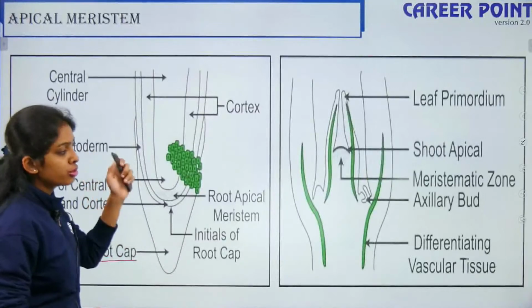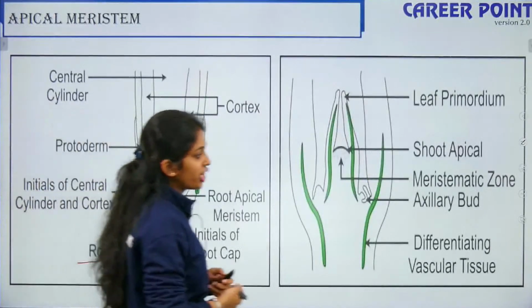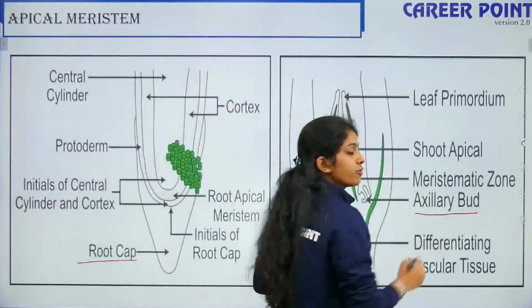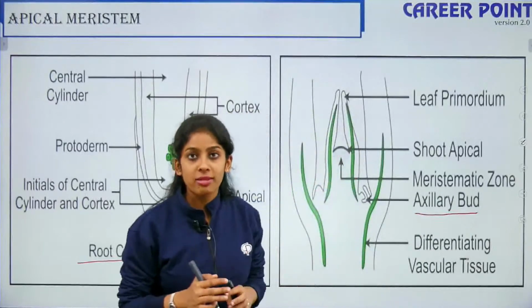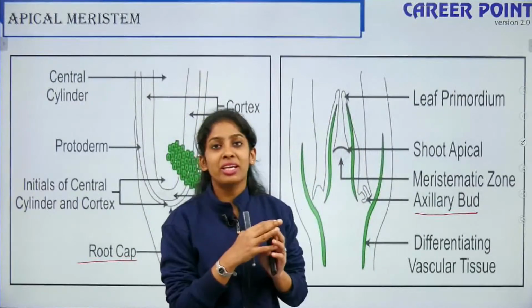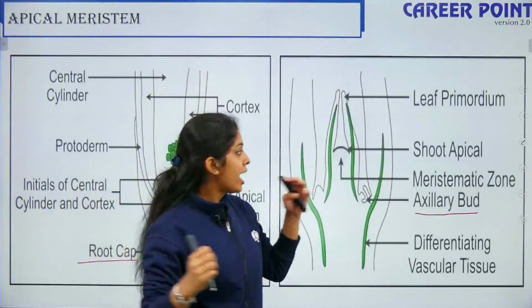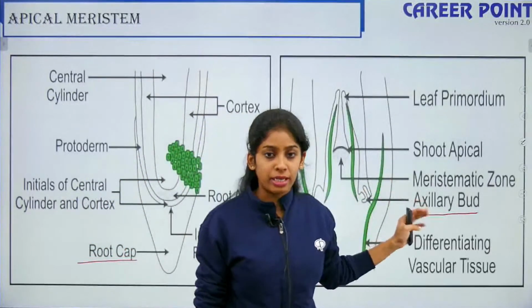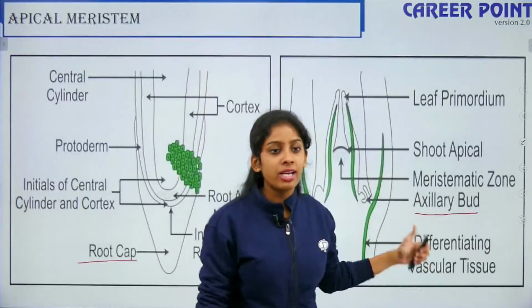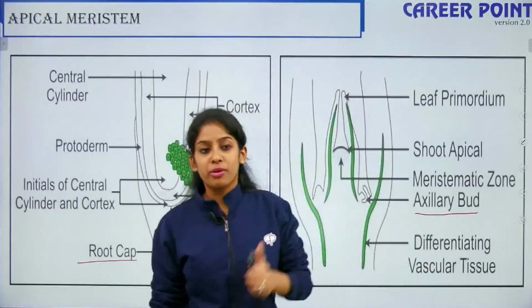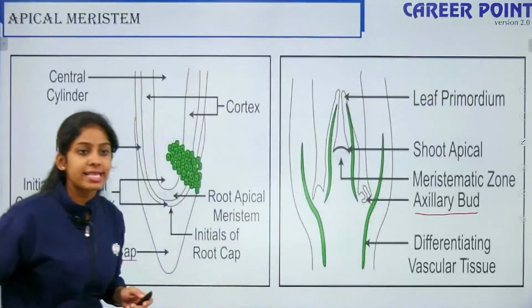And this is your shoot apical meristem. If you look here, you have the axillary bud. This is formed from the cells of your shoot apical meristem. During the formation of leaf and elongation of stem, some portion of your apical meristem is left behind, and that gives rise to an axillary bud. So what is the function of the axillary bud? It helps in the development of a branch or a flower. So that is about your axillary bud.